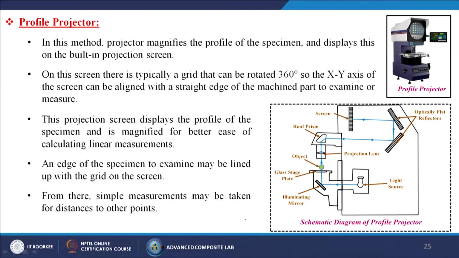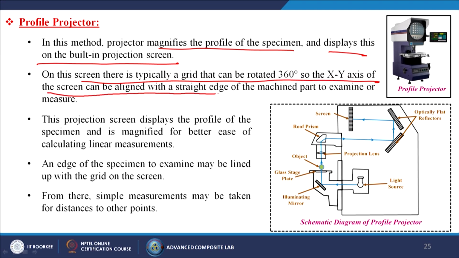Next is called the profile projector. In this method, the projector magnifies the profile of the specimen and displays it on the built-in projection screen. On this screen there is typically a grid that can be rotated 360 degrees. So, the xy axis of the screen can be aligned with the straight edge of the machine part to examine or measure. This projection screen displays the profile of the specimen, magnified for easier calculation of linear measurements.